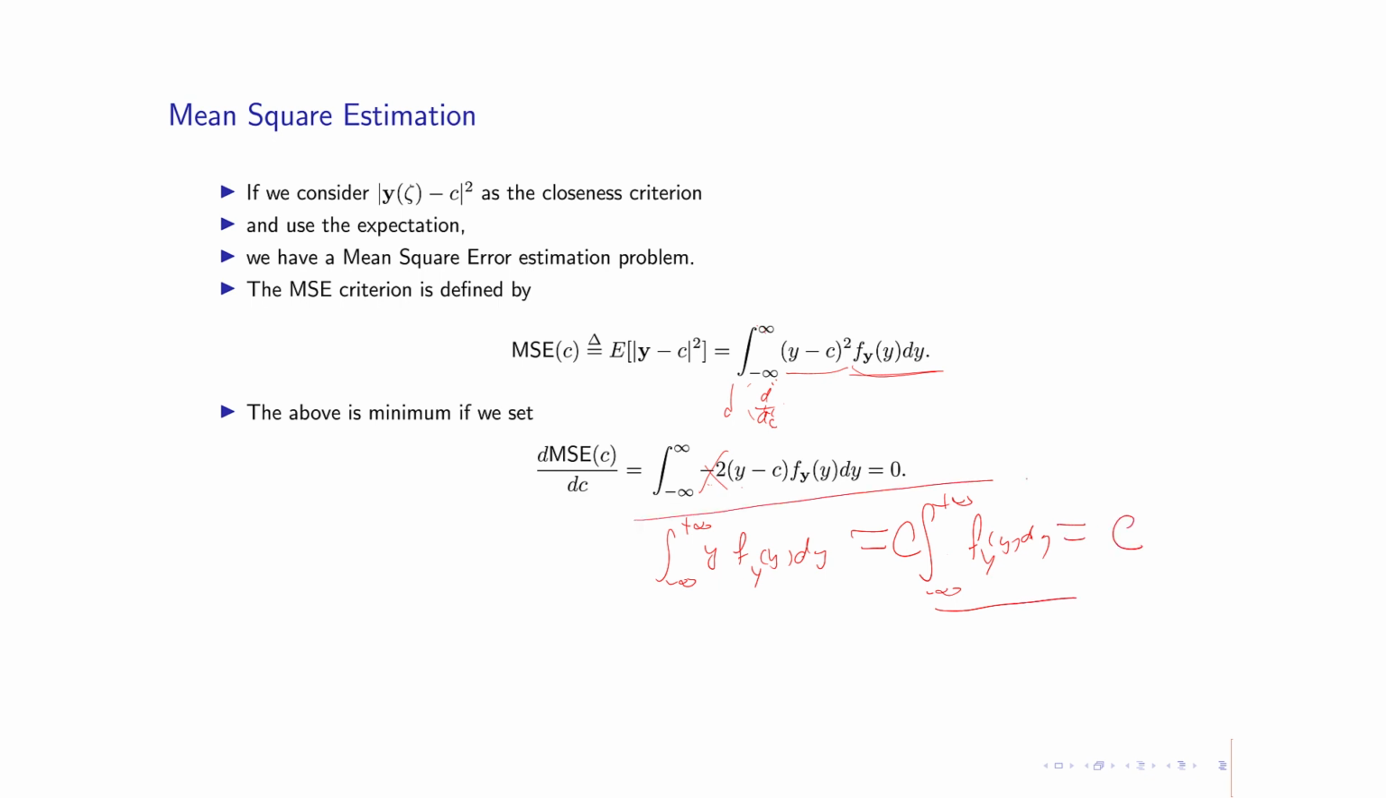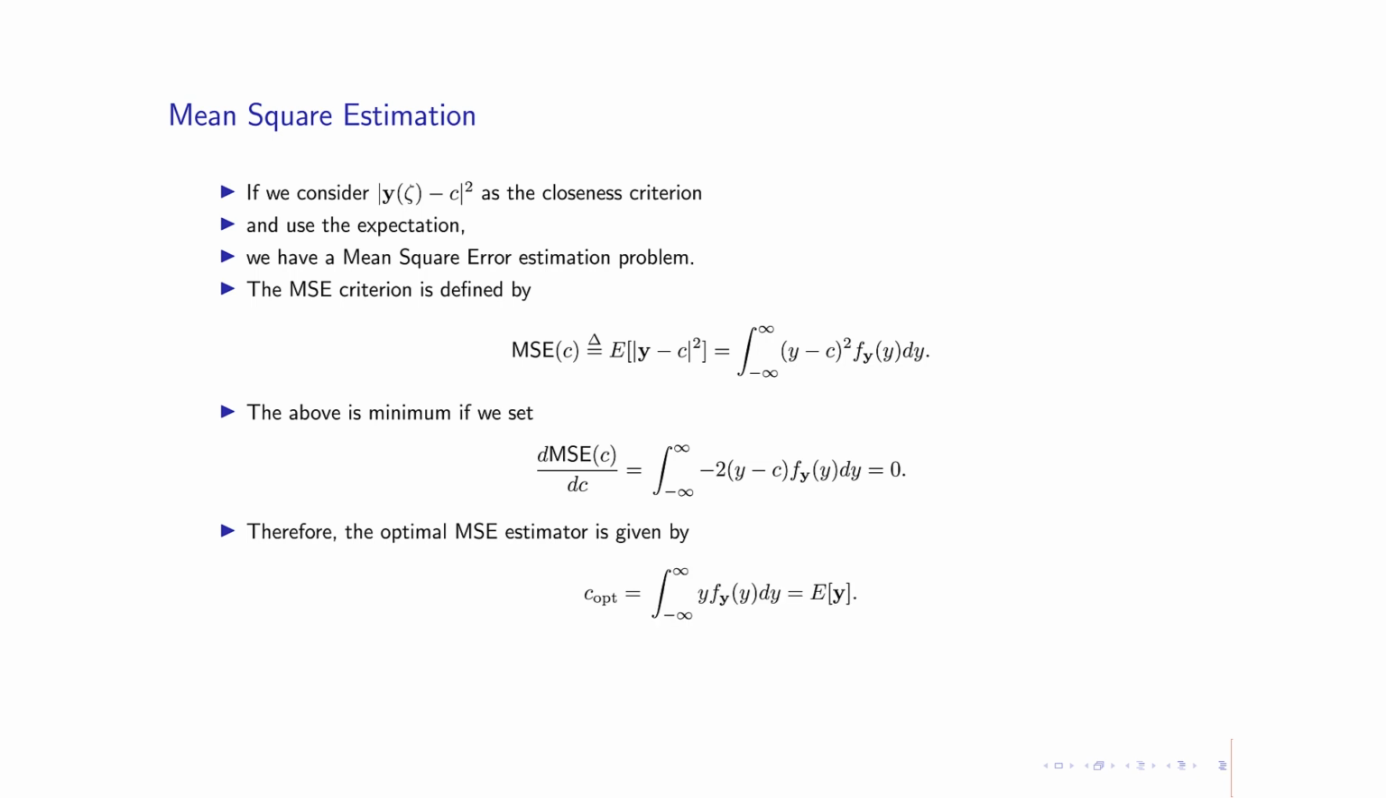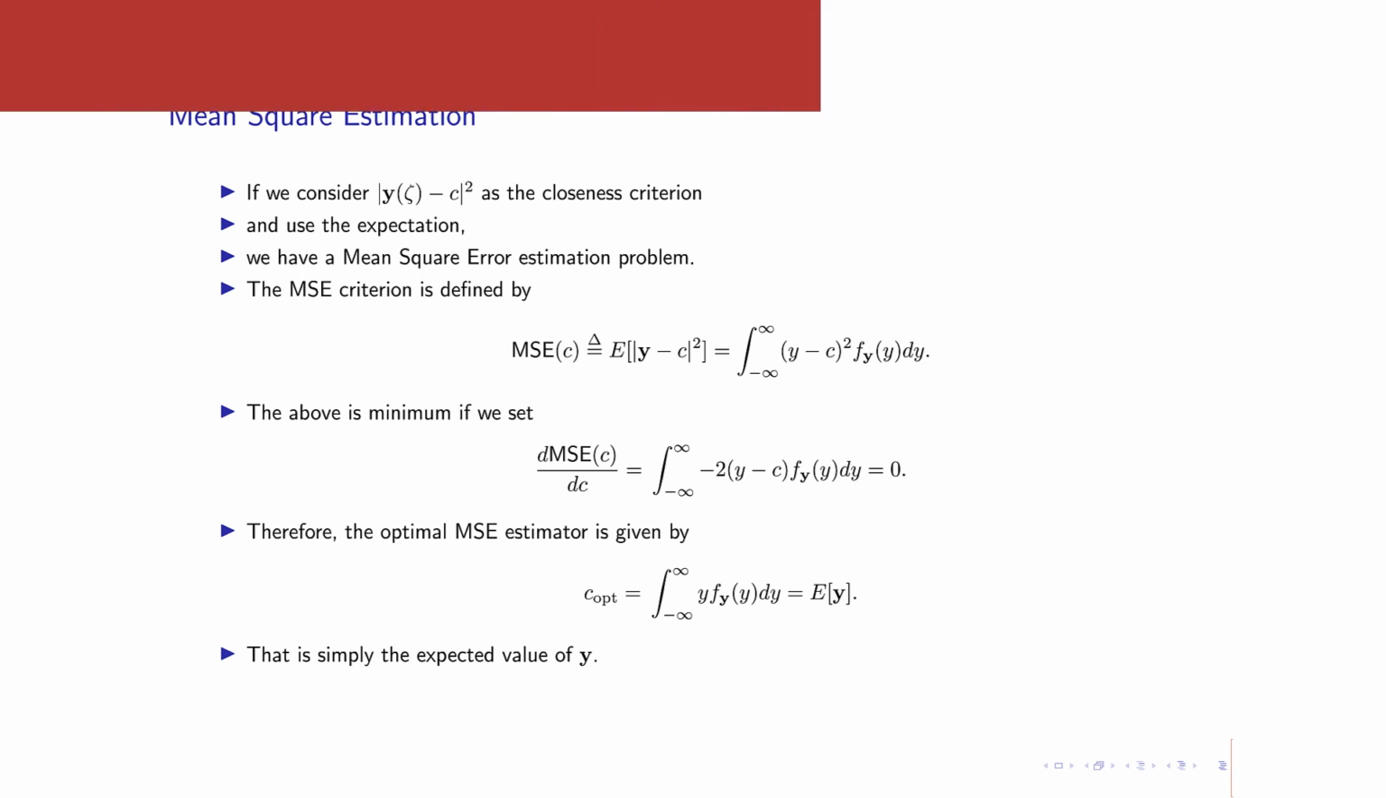So the optimal mean square error estimator is equal to this integral. So basically, c optimal becomes equal to this integral, which is the expected value of y. So the optimal minimum mean square error estimator of y is equal to the expected value of y. So this is simply the expected value of y. In this example, it is very straightforward.